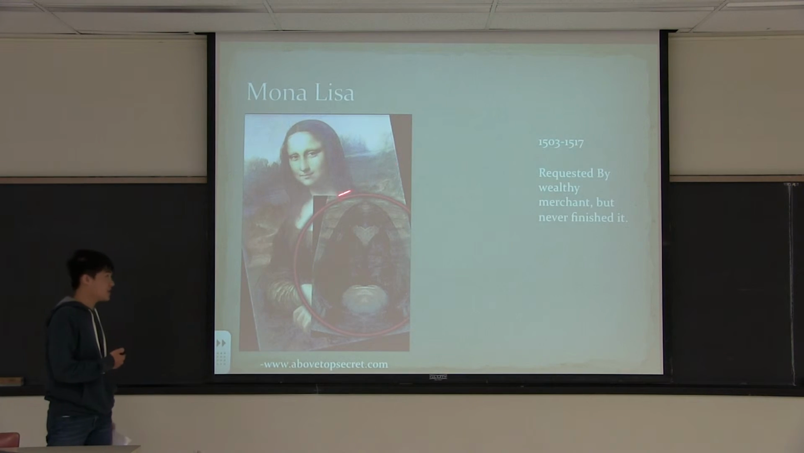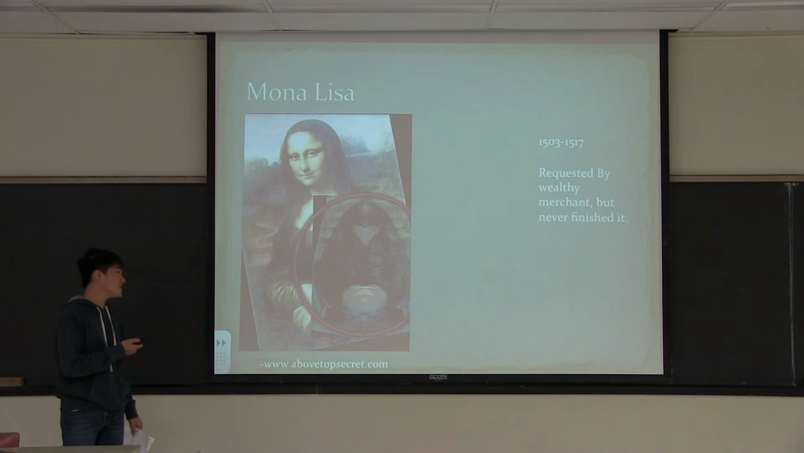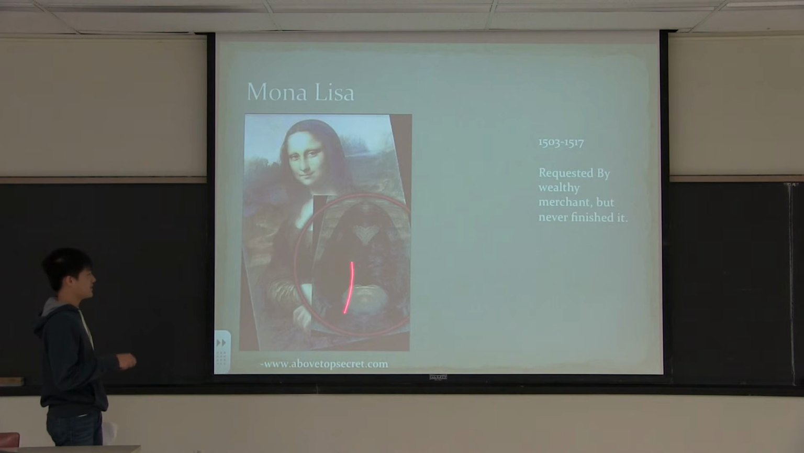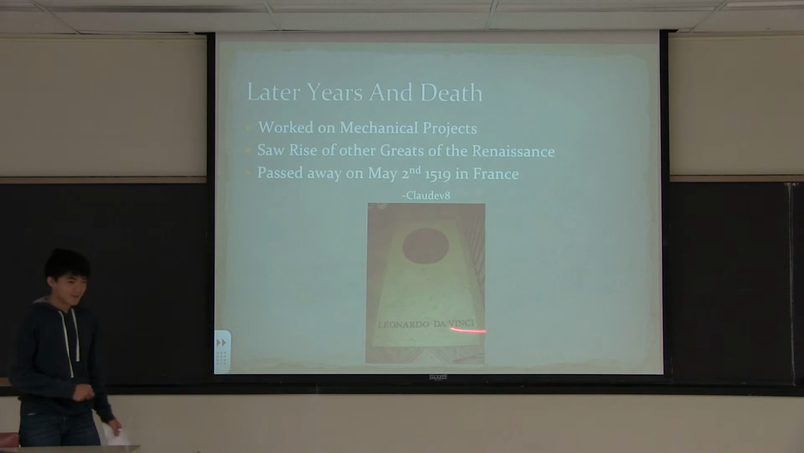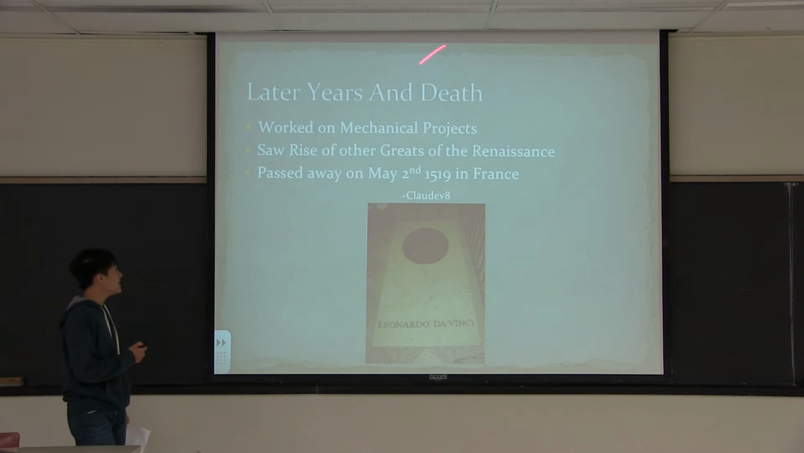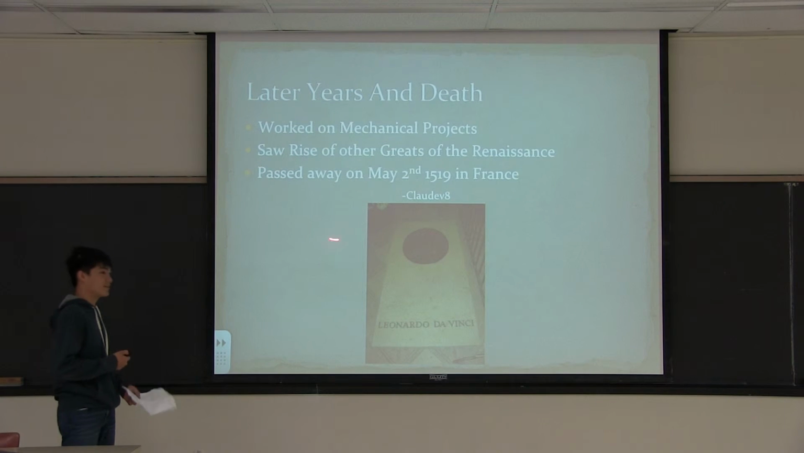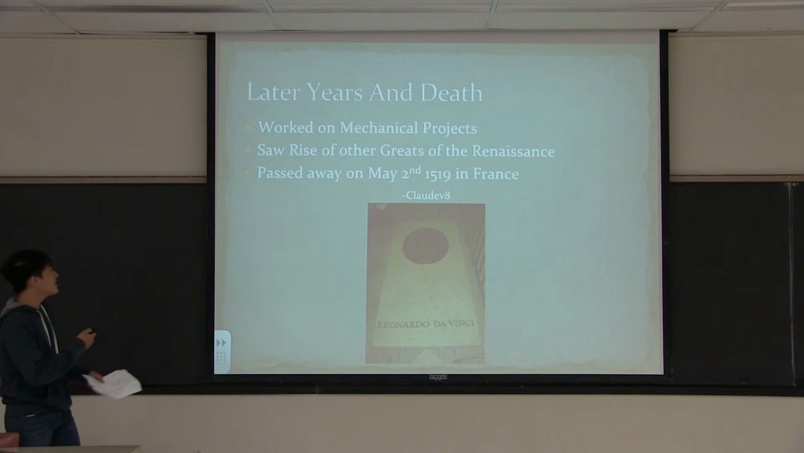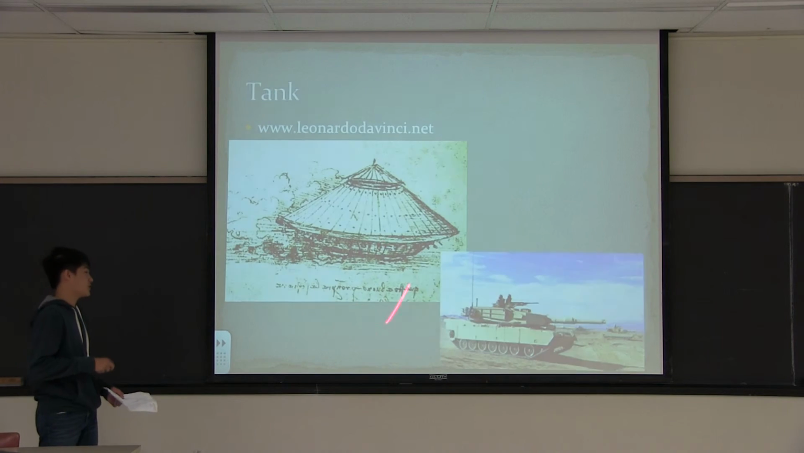So here's Mona Lisa. He worked on it for 14 years. It was originally designed for a wealthy merchant of Venice, but he never finished it and decided to keep it for himself. And this is just a conspiracy theory. If you do some weird things to the picture, you get like a helmeted alien in the middle. And then he later died, but in later years he worked on mechanical projects like robots and stuff, which we'll talk about later. And he saw the rise of other greats of the Renaissance like Michelangelo. And he passed away on May 2nd, 1519 in France, and here is his tomb.